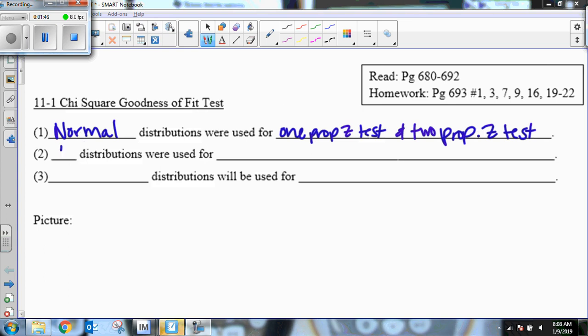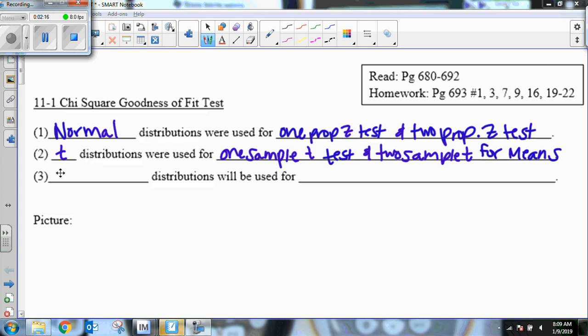But I also taught you t-distributions, and t-distributions were also used for tests. A 1 sample t-test and a 2 sample t-test for means. So remember, with proportions we use a normal distribution with z-scores, and with means we use a t-distribution with t-scores, and we have to know our degrees of freedom.